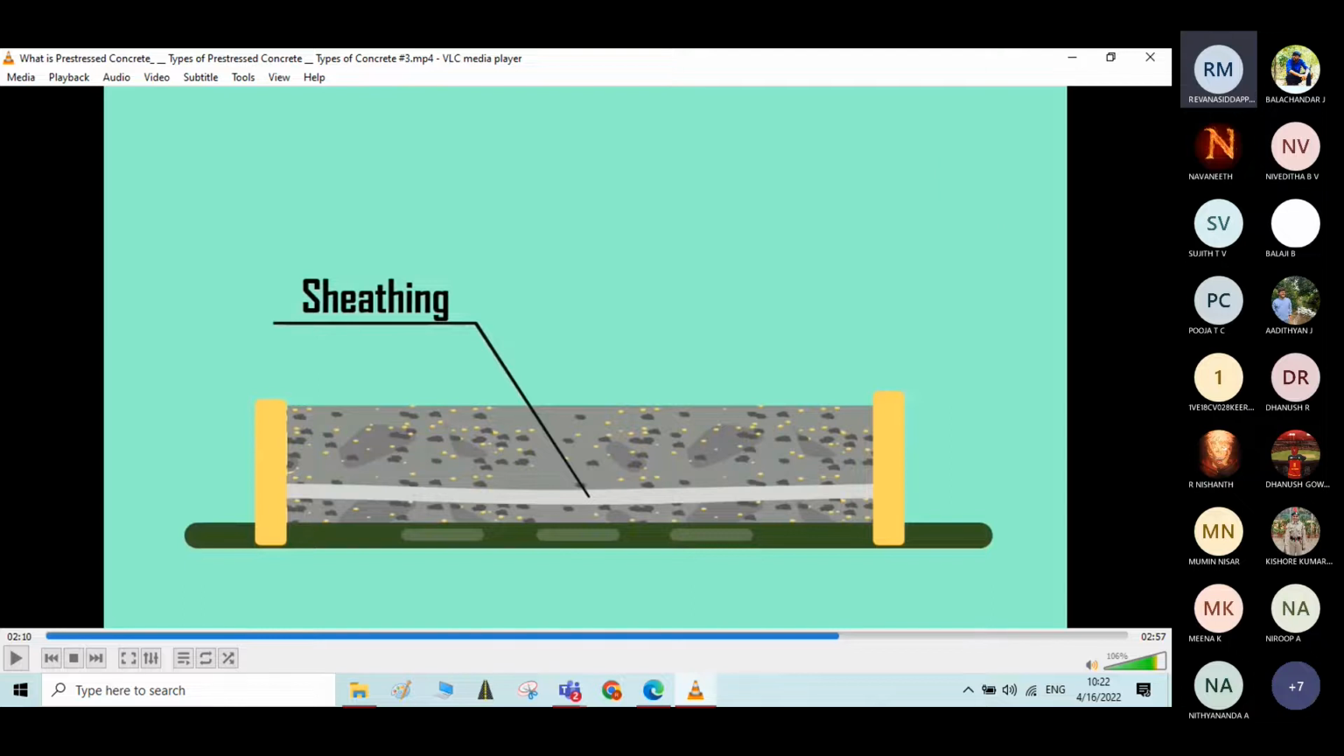I was telling about a duct, no? Duct is also called sheathing. It means the protection throughout the length of the beam for placing the tendons. It is also called sheathing or ducts.